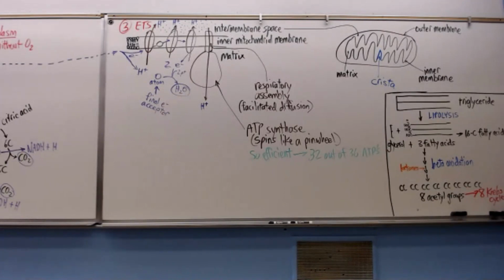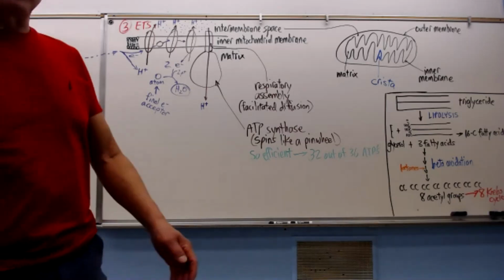Now you have to know about the chemiosmotic theory because it is a more precise explanation of what is actually going on in the electron transport chain or system.